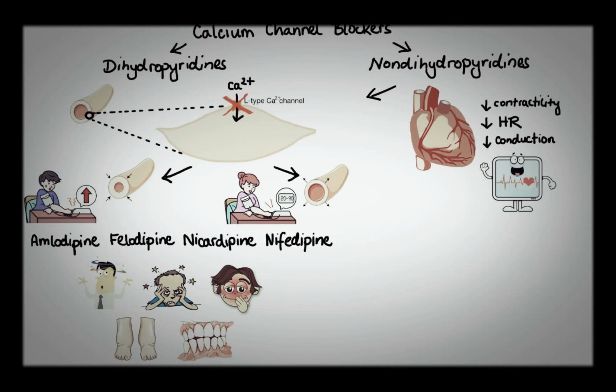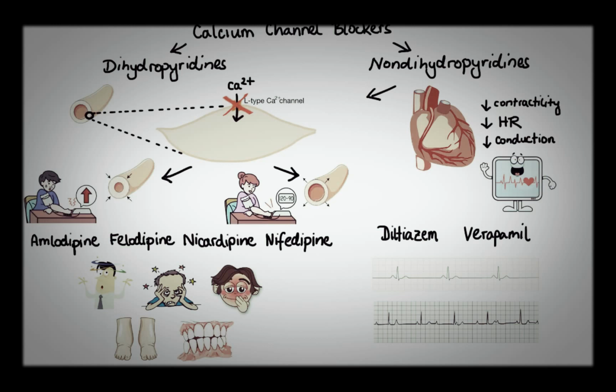Currently, there are only two drugs that belong to this group, namely diltiazem and verapamil. Now, when it comes to side effects, non-dihydropyridines can cause excessive bradycardia and cardiac conduction abnormalities. Additionally, verapamil, which happens to be the least selective calcium channel blocker, can exert significant inhibition of calcium channels in the smooth muscle that lines the GI tract, which can lead to constipation.